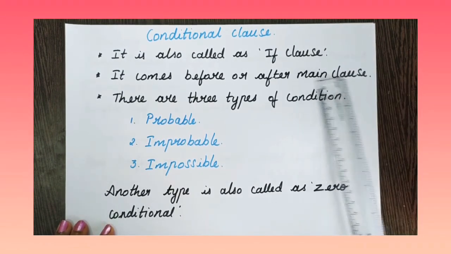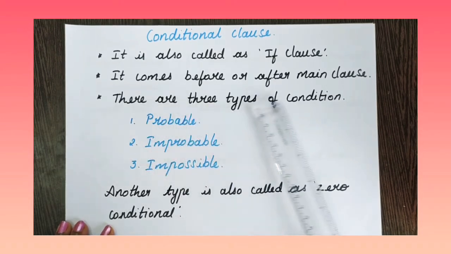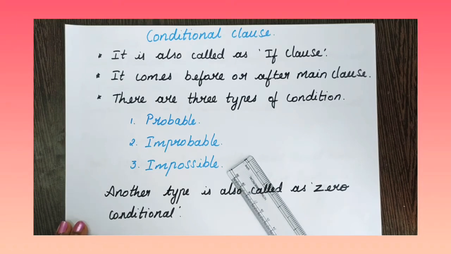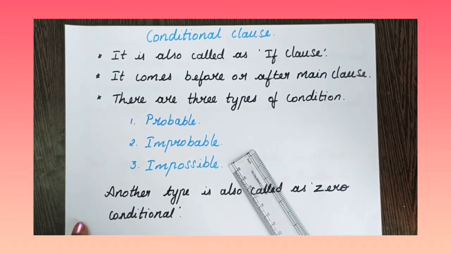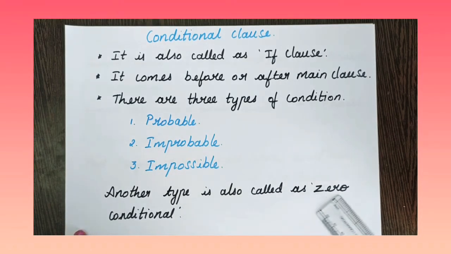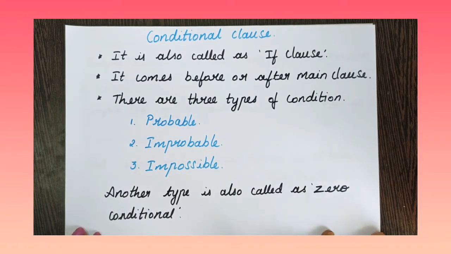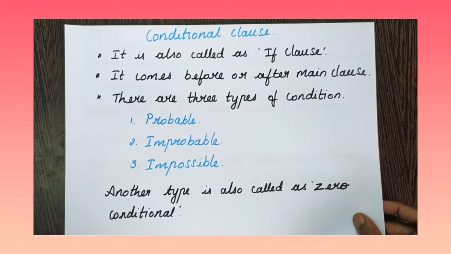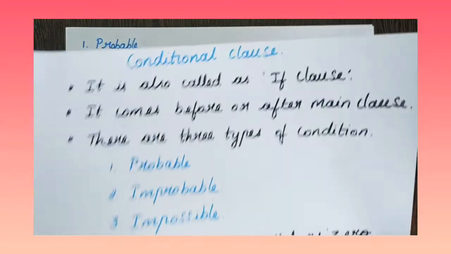It is the main clause. So there are three types of conditional clause: probable, improbable, impossible. Another type is also called the zero conditional clause. Today we are going to see about these three types and also the zero conditional clause in this video.